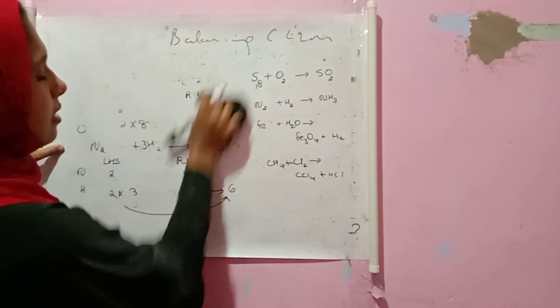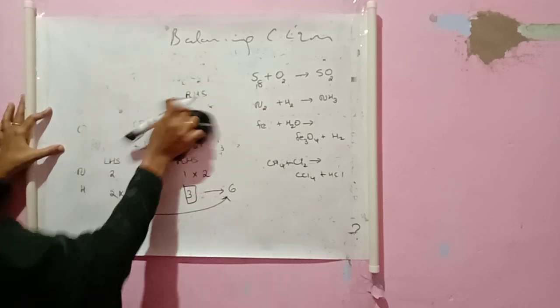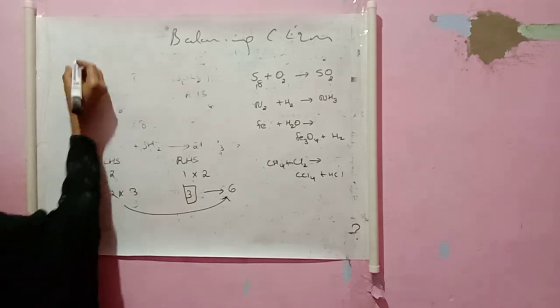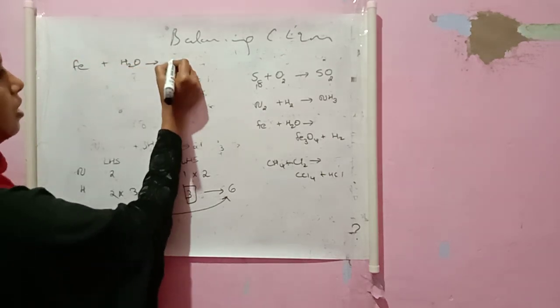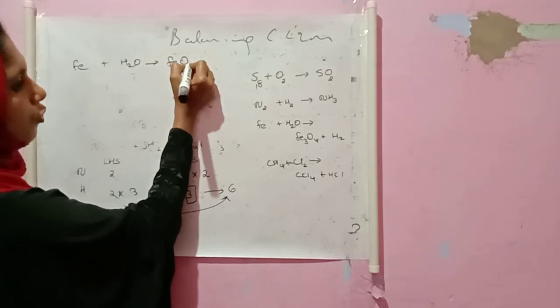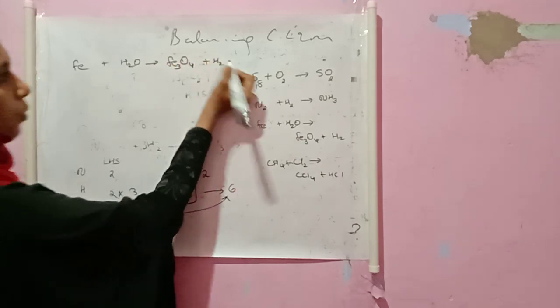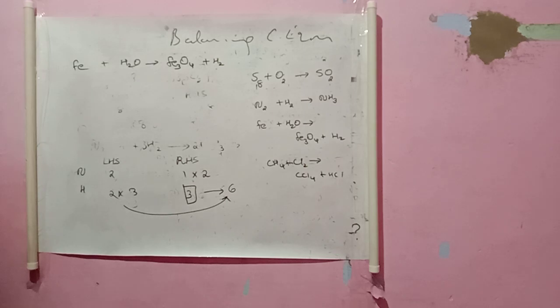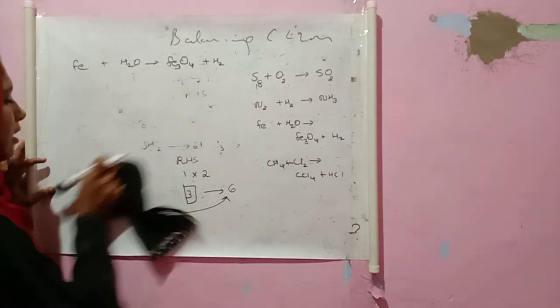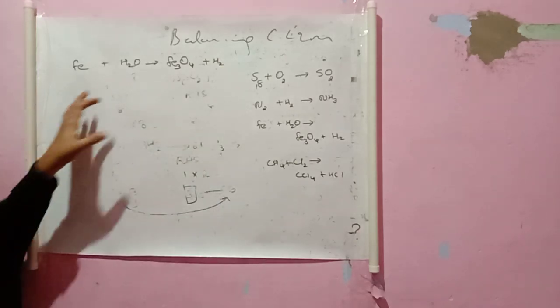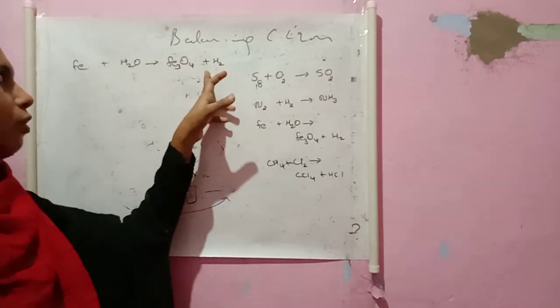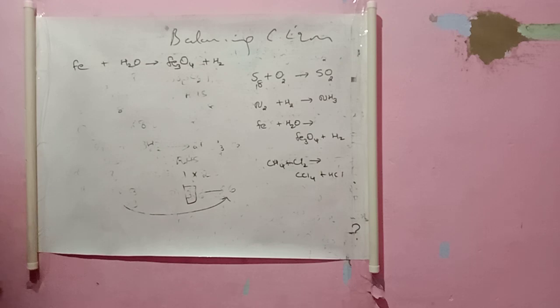Next reaction, that is iron plus water, that is Fe plus H2O gives Fe3O4 plus H2. This is a new kind of reaction to balance. Okay, note: Fe plus H2O gives Fe3O4 plus H2.